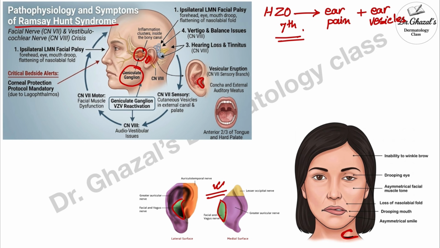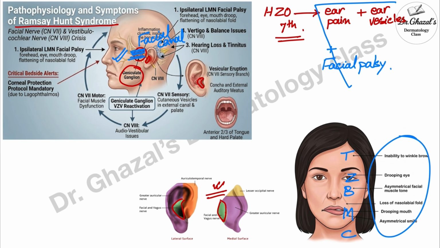Vesicles will appear here. If this is associated with facial palsy, in the facial canal or the fallopian canal, the inflammation is so severe that the nerve gets pressed in this facial canal due to intense edema. So this will lead to paralysis of the terminal branches, the temporal branch, the zygomatic branch, the buccal branch, the marginal mandibular branch and the cervical branch, leading to these symptoms. This triad is known as Ramsay Hunt syndrome.